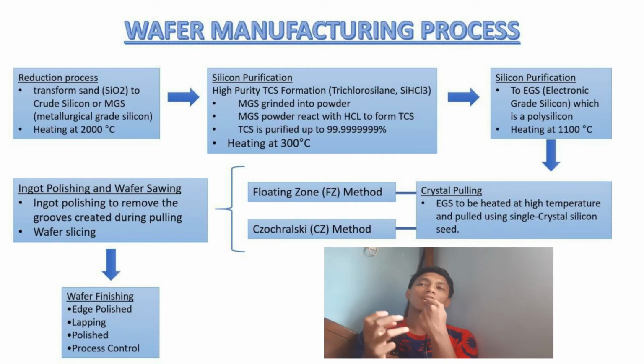The ingot, we polish to remove the grooves, and we do wafer slicing to cut it into small pieces. And then at wafer finishing, we polish the edge, we lap it, and we get it ready for another process. So that's all for the wafer manufacturing process. Thank you.